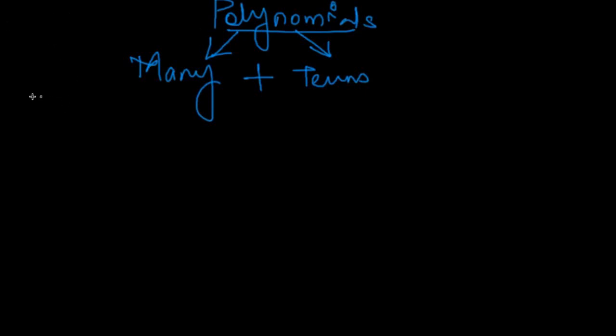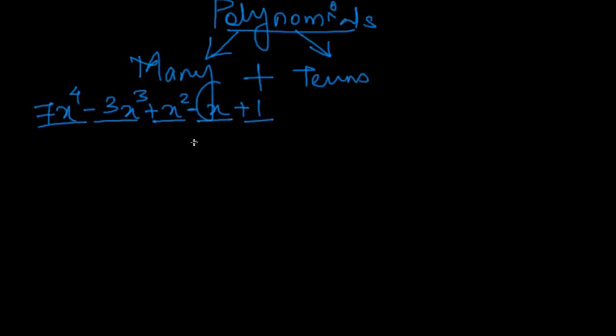So let's take a look at examples of polynomials. A polynomial may be considered as 7x raised to 4 minus 3x cubed plus x squared minus x plus 1. So this expression can be called as a polynomial because it consists of many terms. We can say that this is one term, this is the other one, this is next term, minus x is also a term, and this constant is also a term. So these are your terms, and many terms are present, hence it is called as a polynomial.